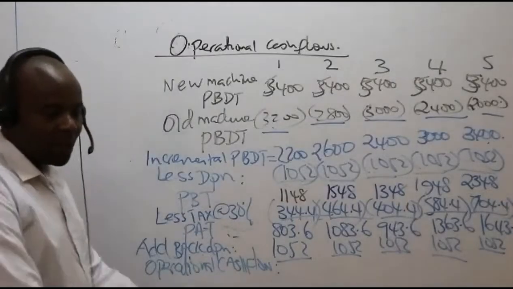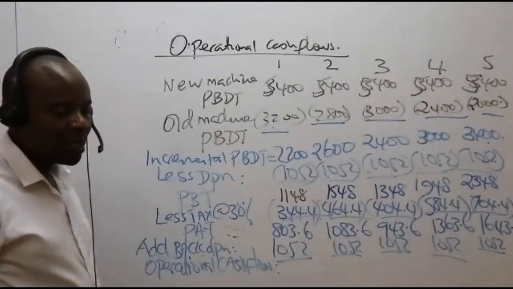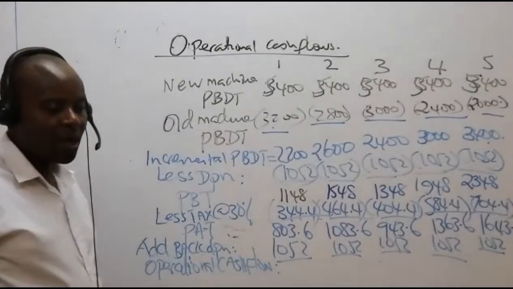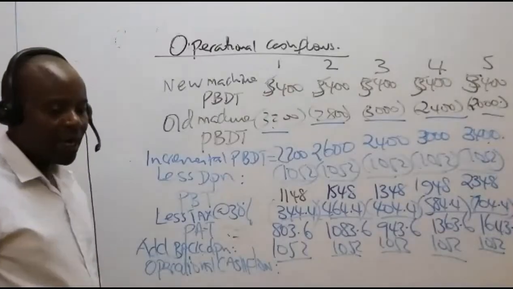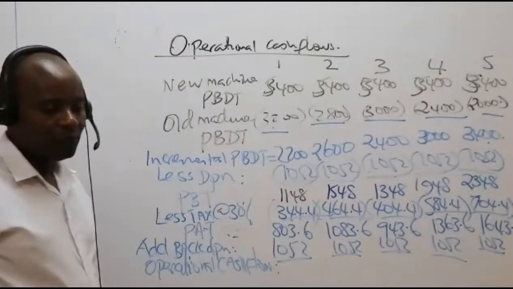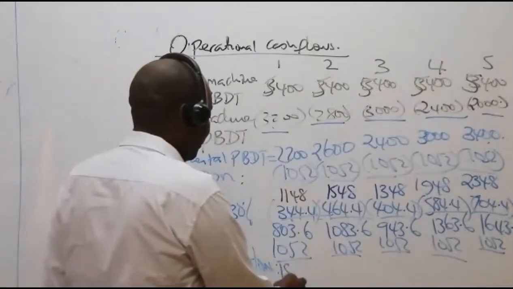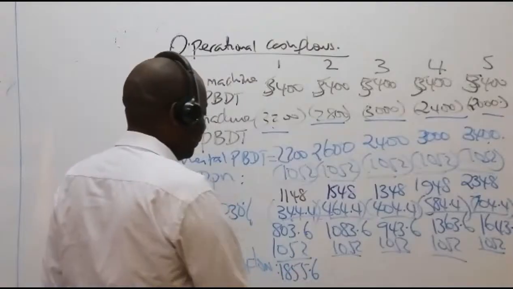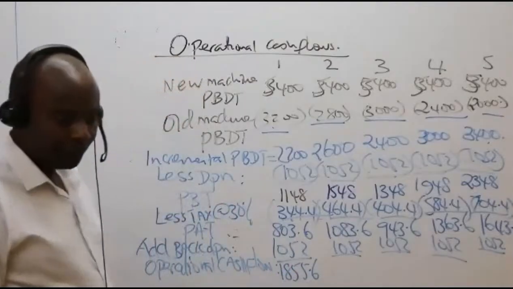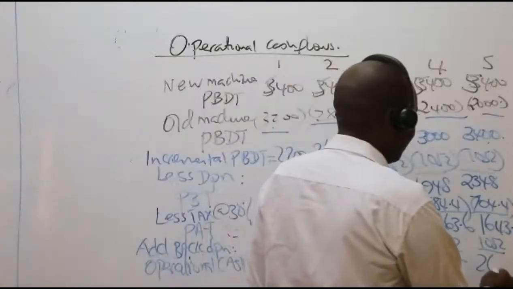So please, we are adding. We are adding. This gives 1855.6, and the last one is 2695.6.